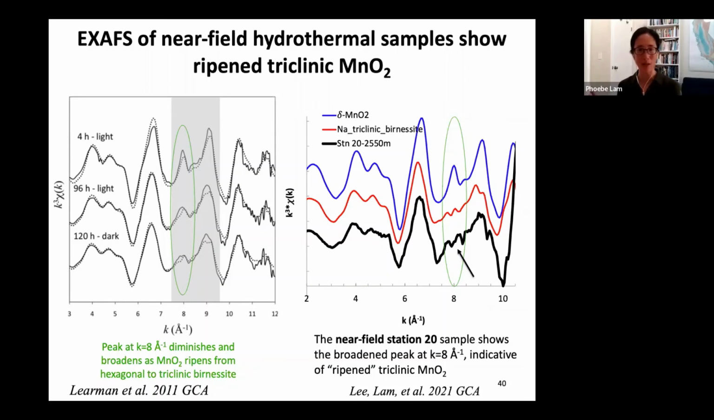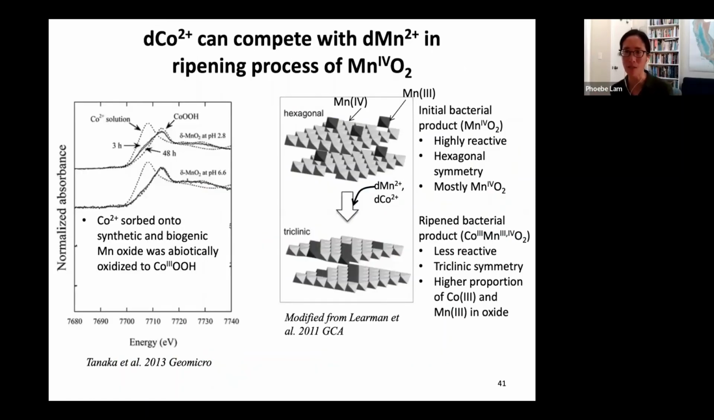And the reason we were excited about that is because of the way the ripening happens. You form the manganese 4, it's very reactive. Manganese 2, which is dissolved, will adsorb to the surface and then react with that manganese 4 and become manganese 3. Cobalt can compete with manganese for that same surface site and react with manganese 4 and become cobalt 3. And so this is a mechanism by which the process that causes the manganese 3 to be incorporated into the manganese oxide mineral is also the mechanism that incorporates cobalt into the mineral.